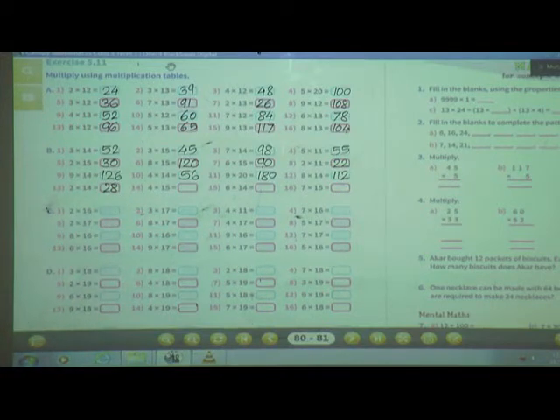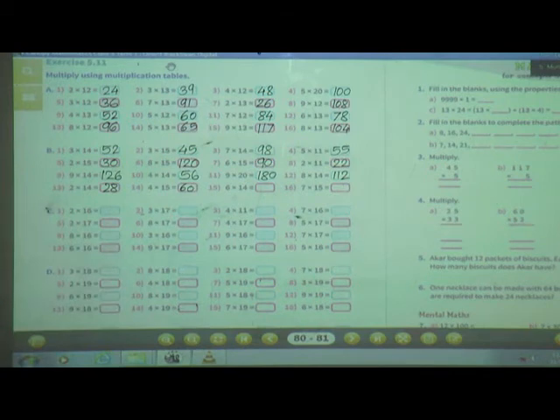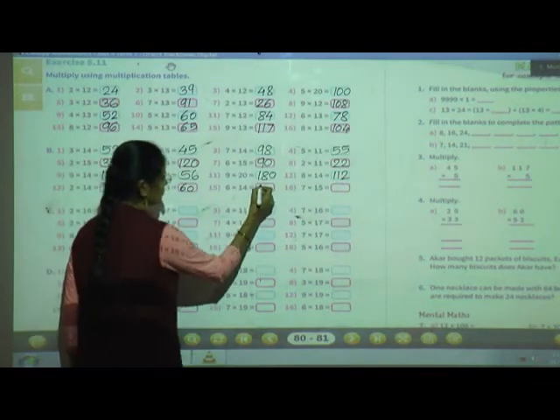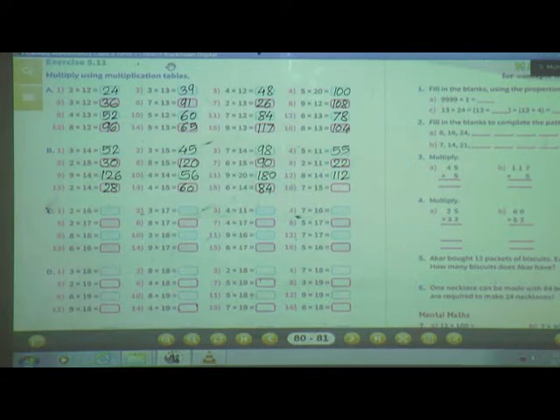Next, 4 into 15. Now you have to say the table of 15. 15 fours are 60. Next, 6 into 14. Say the table of 14. 14 6s are 84. So write here 84. What is the next? 7 into 15. Now say the table of 15 till 7. 15 sevens are 105.